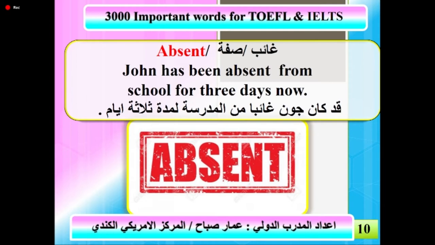شوف المثال. John has been absent from school for 3 days now. John قد كان absent غائبا from school من المدرسة for 3 days now، لمدة 3 أيام من الآن. واضح؟ لأن البن أيضا تأخذ بعدها صفة. Has been أو have been، قد كان. Present perfect. Descriptive sentence, جملة وصفية and the present perfect. Has been and have been also تأخذ صفة.